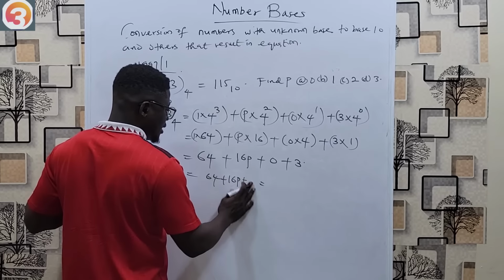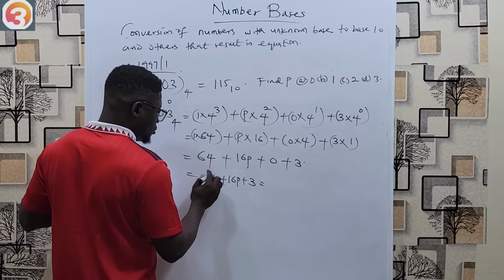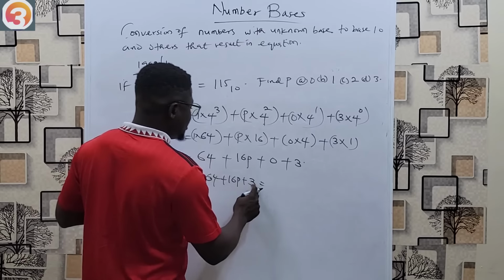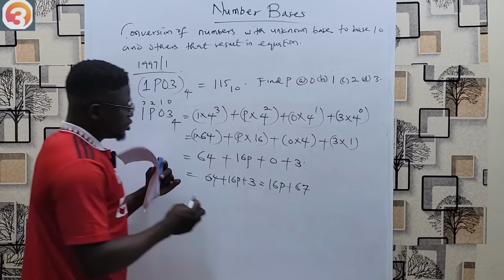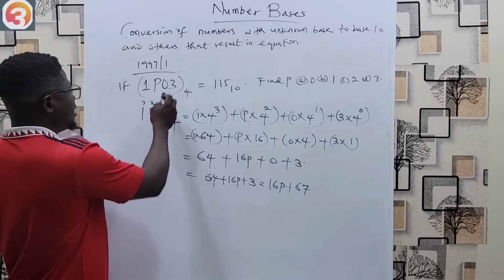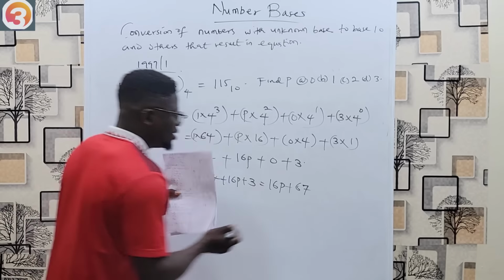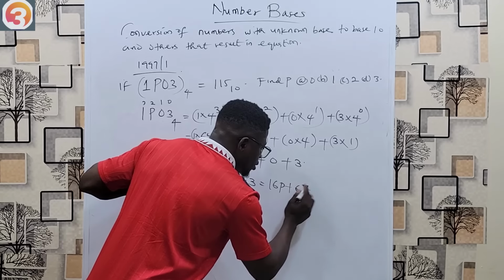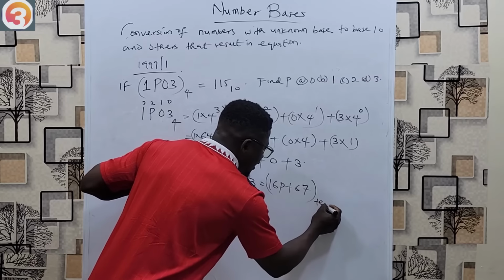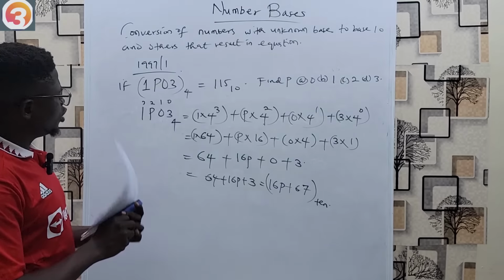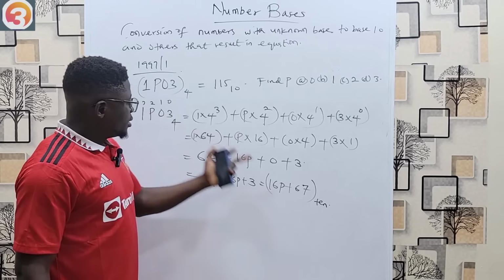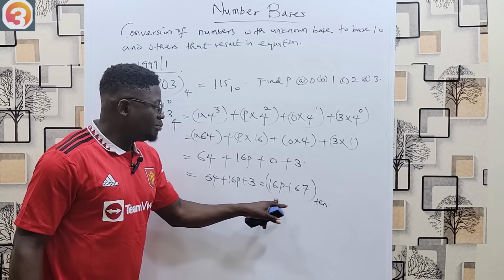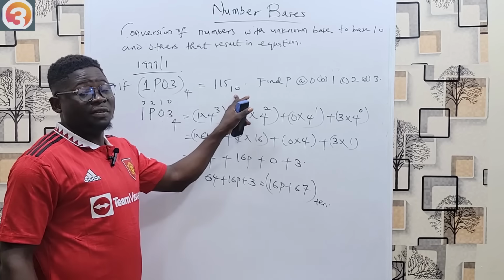So collect like terms here. 64 plus 3 is 67. So I'm going to have 16P plus 67. That's what we got from this side when we converted to base 10. Know that this result is already in base 10. We have found that the bases are now in unity: 16P plus 67 base 10 is equal to 115 base 10.